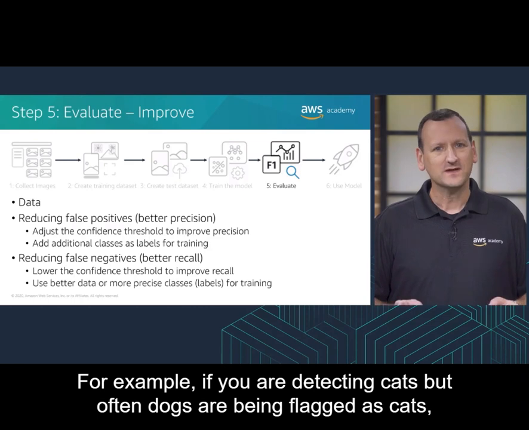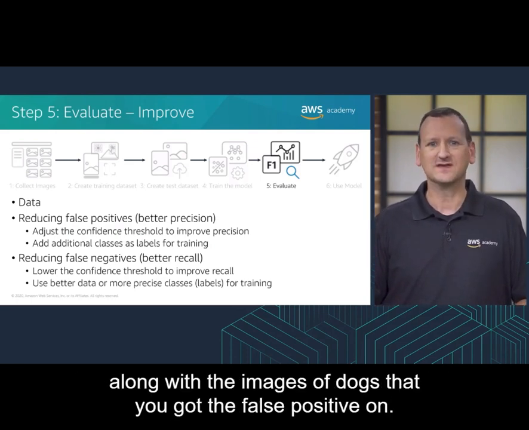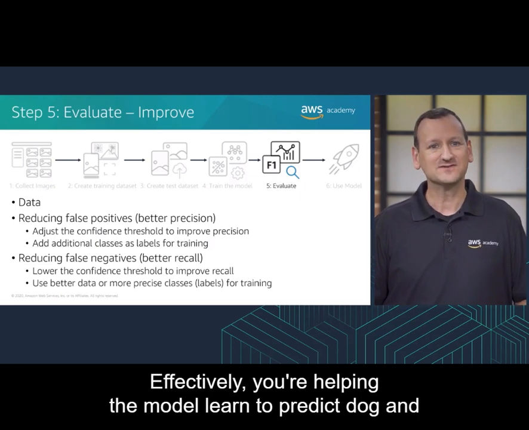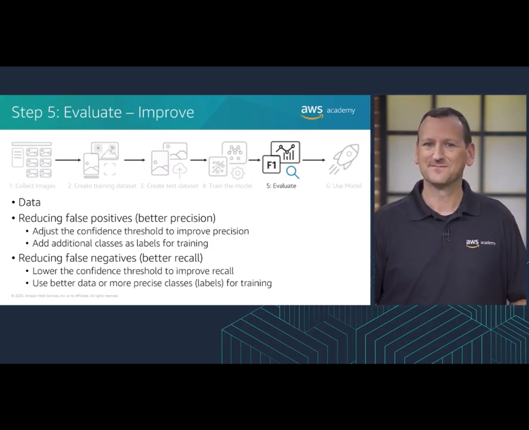For example, if you are detecting cats, but often dogs are being flagged as cats, add dog as a label to your training dataset, along with the images of dogs that you got the false positive on. Effectively, you're helping the model learn to predict dog and not cat through the new training images.